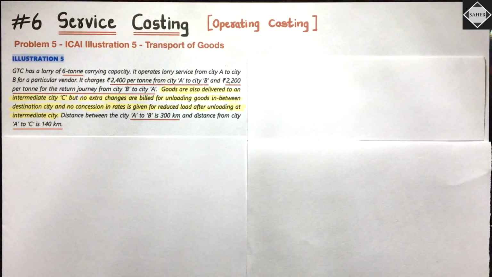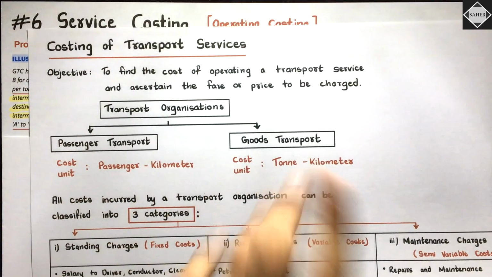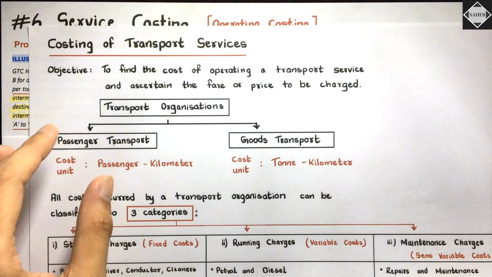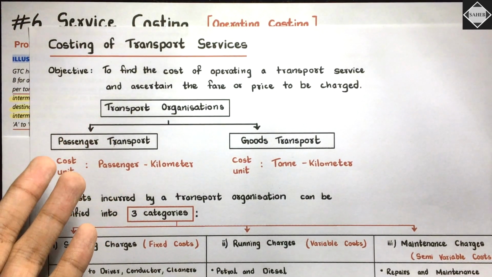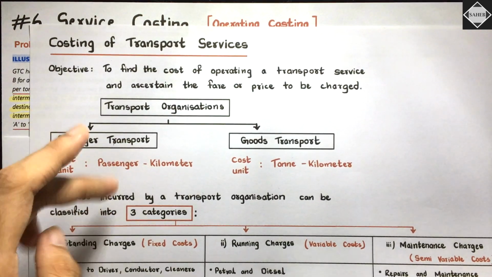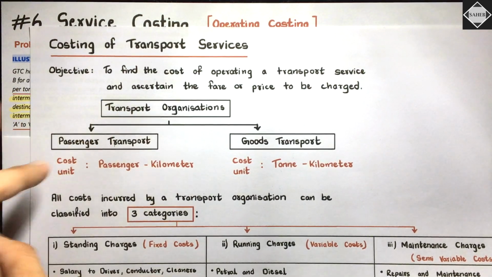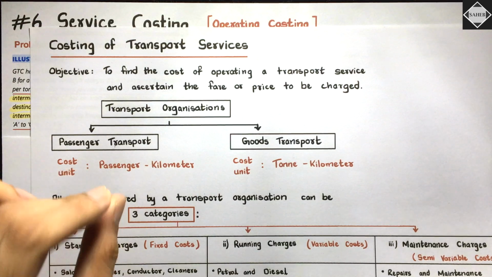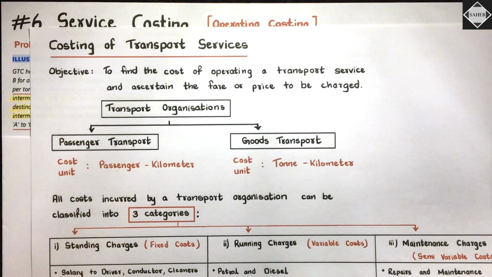Is it clear? Yes. Now I told you in the beginning that in the transportation industry we have two things: passenger transport as well as goods transport. We all know passenger transport. We have seen three problems of this, and then the school bus question also we saw. So their cost unit used to be passenger kilometer, and in the school bus it was per student.